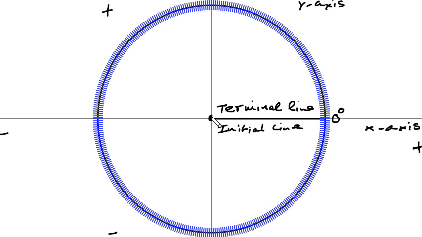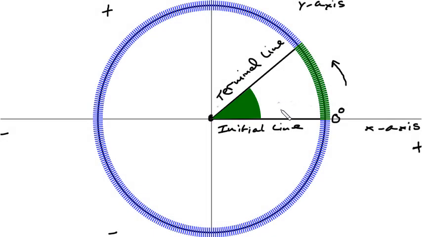So for our angle of 40 degrees, the terminal line is going to start rotating up this direction until it contains 40 degrees. And then you will have your angle of 40 degrees, like so. Okay, so our terminal line has rotated around the vertex 40 degrees. So this is our 40 degree angle. And that is our angle.